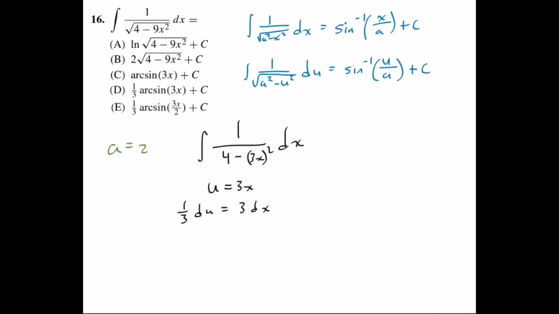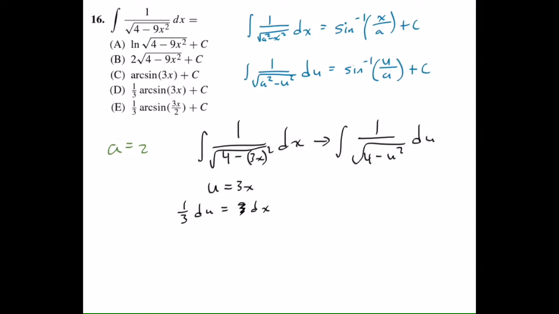dx would equal 1/3 du. So I have 1/3 du equaling dx and u equaling 3x. Let's rewrite this thing. We have the integral of 1 over the square root of 4 minus u squared. I forgot my square root over that thing. It's really sloppy, I'm sorry, guys. Now, this looks exactly like what I need over here. So we know that a is 2. The u is no problem.